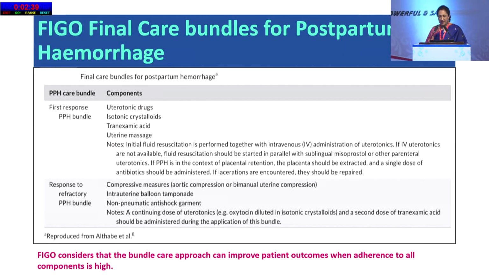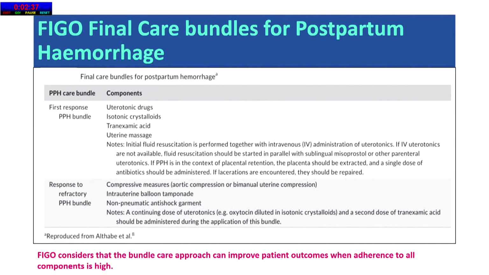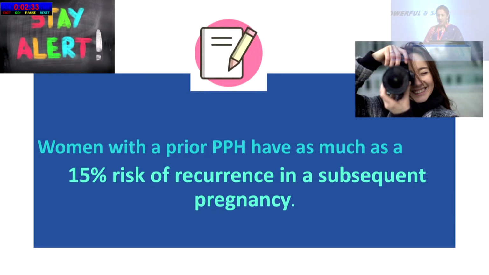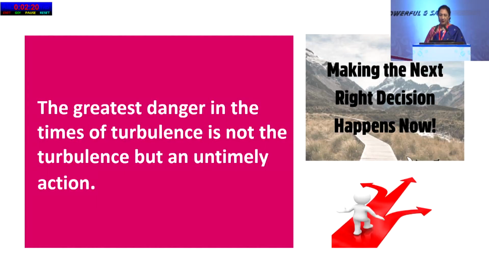So FIGO considers bundle care approach can move patients' outcomes and improve them when you adhere to all the components. But we need to stay alert and put all the guidelines as memories, because women with a prior PPH have as much as a 15% risk of recurrence in a subsequent pregnancy.